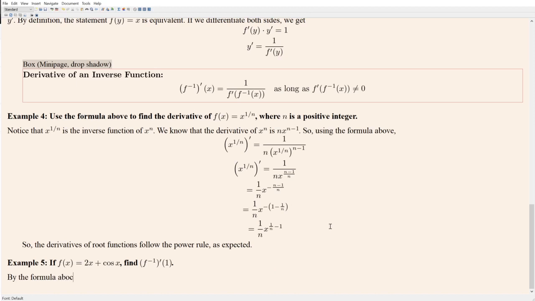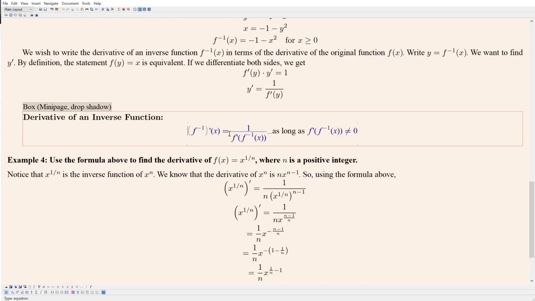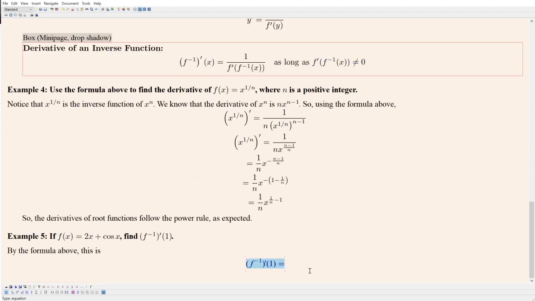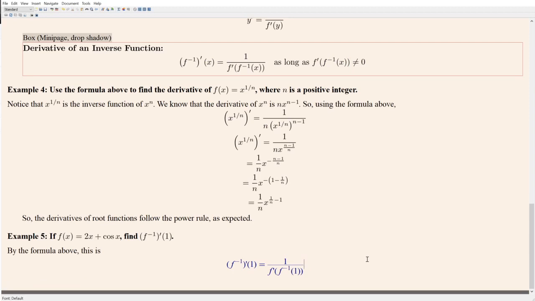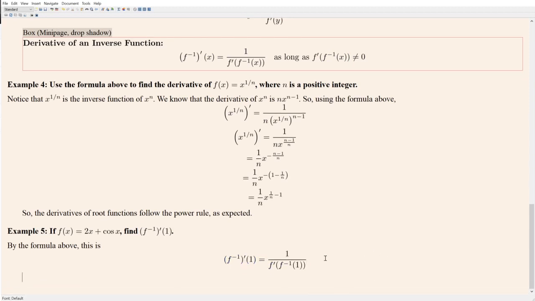So by the formula above, this is, well, let's just, right? Whereas x in this case is 1. Now let's see, what are the ingredients here? There's a couple ingredients we need to fill out. First off, we need to know what f prime is. So we need to know the derivative of this function.